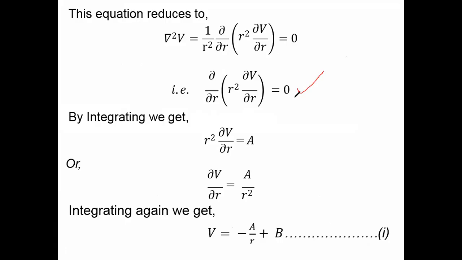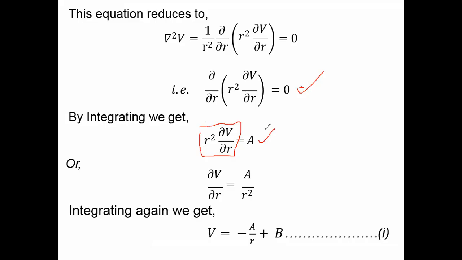Now you integrate. If you integrate both sides, this side is 0. So 0 times dx is 0, but you will be left with one integration constant. And del by del r will vanish. Now you will be left with r square times del V by del r equal to a.